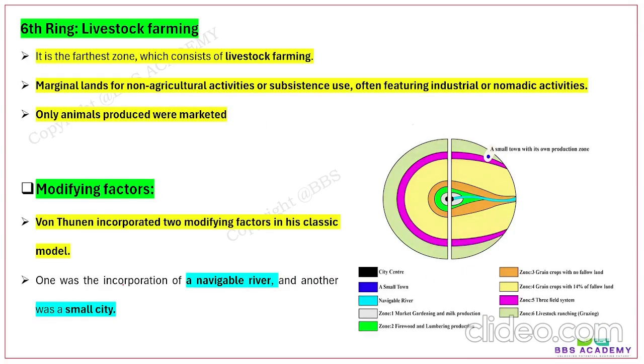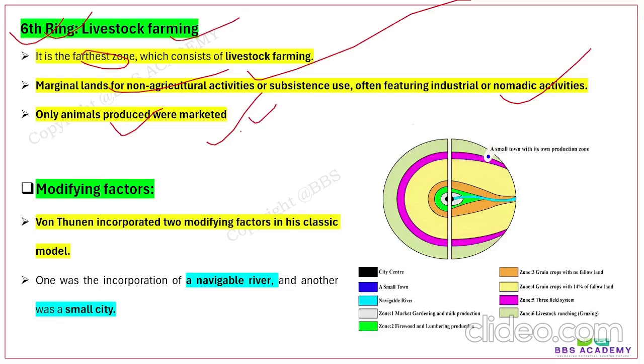Okay, next is the sixth ring, or livestock farming. In this zone, the farming system is basically livestock farming, and this zone is the farthest zone from the market area. In this region there is no agricultural activity, there are only nomadic activities and animal farming. Only animal products were marketed from this region. Okay, these are the characteristics of the sixth ring, or livestock farming.